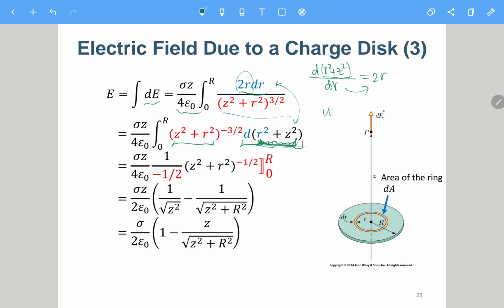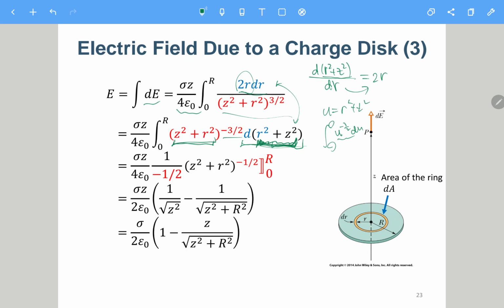Just say u to be r squared plus c squared, and then in the front it becomes something like u to the minus 3 over 2 du, something like that. But you need to change the lower and upper bounds accordingly. So I think we don't need to do so. You can just see that this one and this one are the same. So it's like integration of a polynomial.